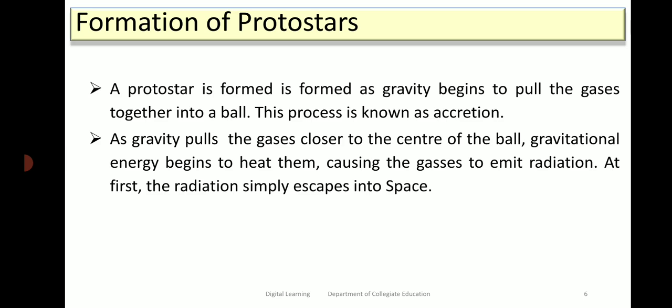Now we will understand the formation of protostars. How does a protostar form? A protostar is formed as gravity begins to pull the gases together into a ball. This process is known as accretion. As gravity pulls the gases closer to the center of the ball, gravitational energy begins to heat them, causing the gases to emit radiation. At first, the radiation simply escapes into space.